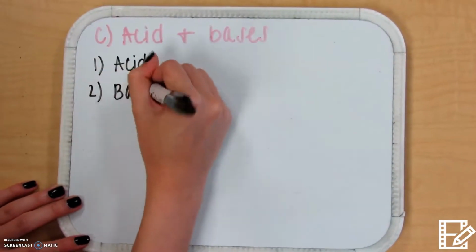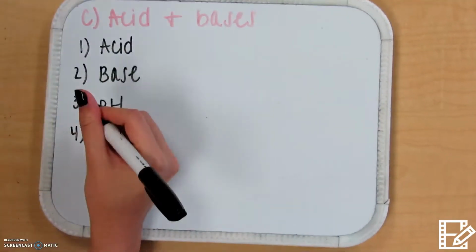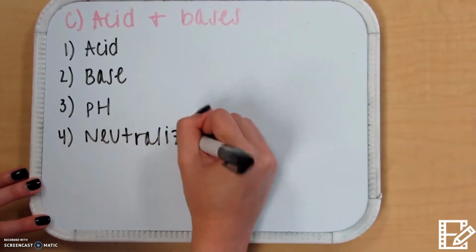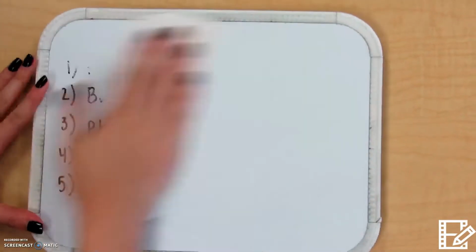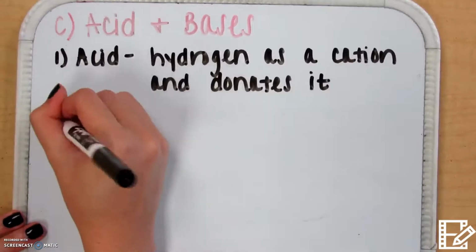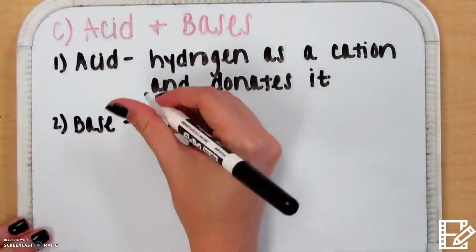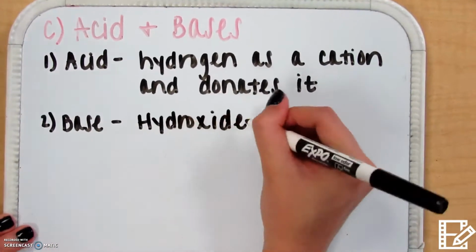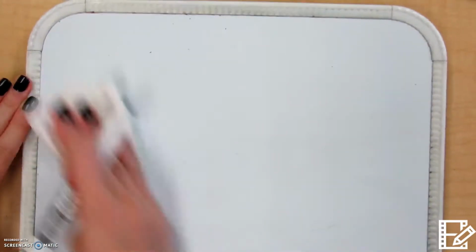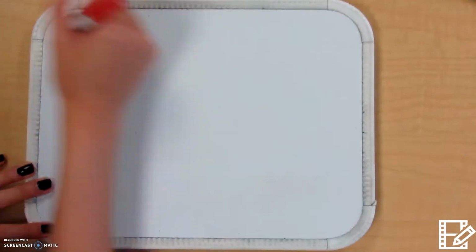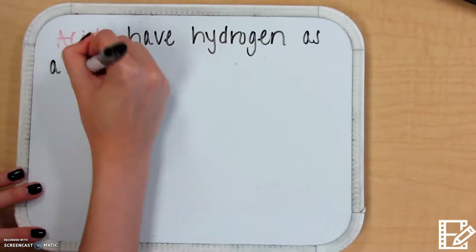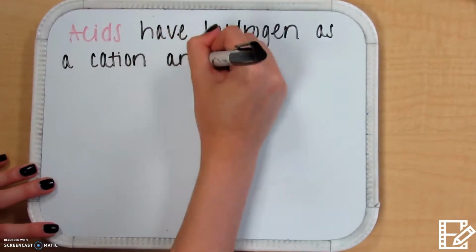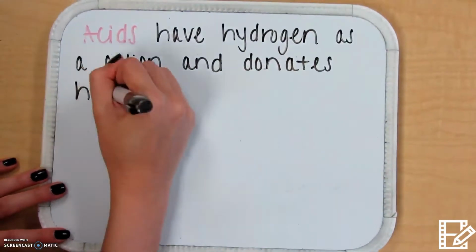Another part about inorganic compounds are the acids and bases. Acids have hydrogen as a cation and donate a hydrogen ion. It's a proton donor, and it's between 0 and 7 on the pH scale. It has a lot of hydrogens, and when they dissolve in water, they release a lot of hydrogens and anions. An example of this is HCl, which is hydrochloric acid.